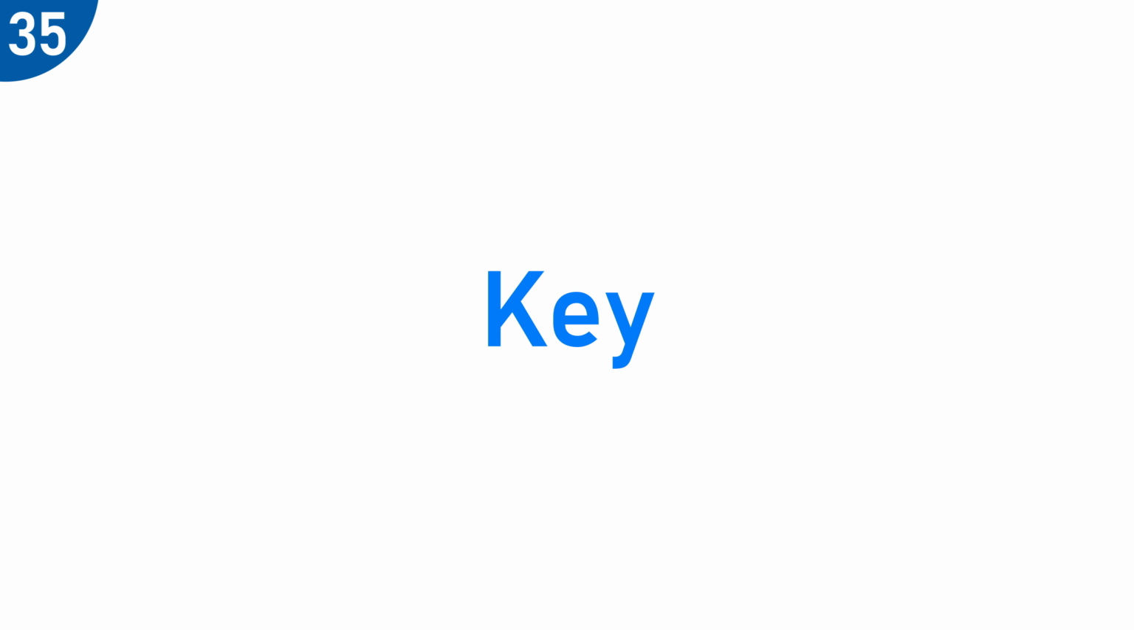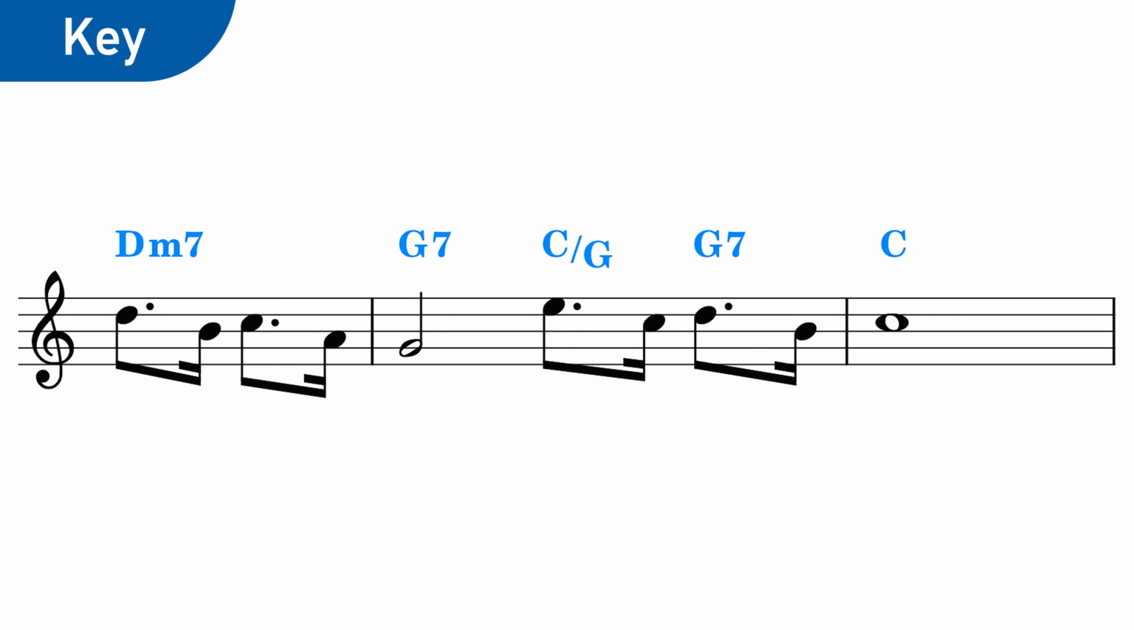Now, a word I've been using a lot so far but not actually explained is key. What is a key? Well, the key of a piece of music is effectively its gravitational centre. Where does the music want to resolve back to? If music's in the key of C major, then it has a tendency to want to resolve back to the note C, to the tonic note.